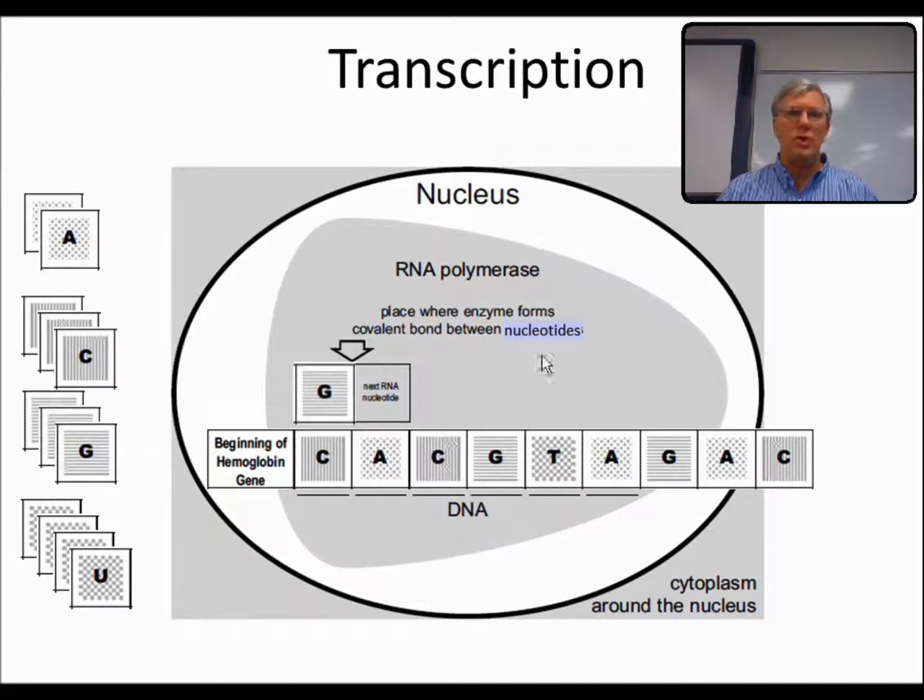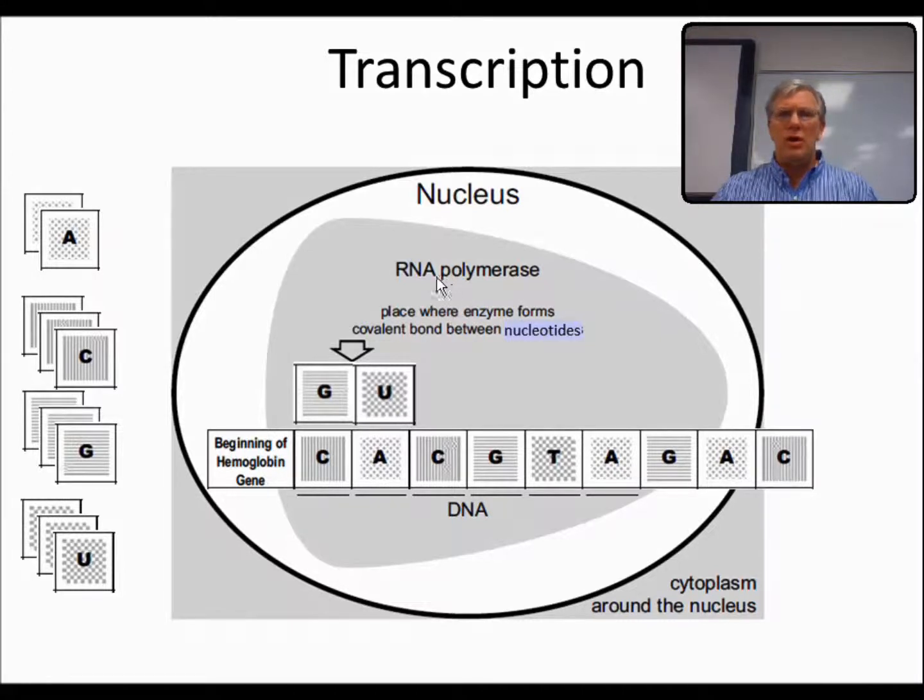So the first one will come in, and that will be a G that will match up with the C on the DNA molecule. And then remember, RNA has no T's. Instead of T's, RNA has U, or uracil. And so A in DNA will match up with a U in RNA.